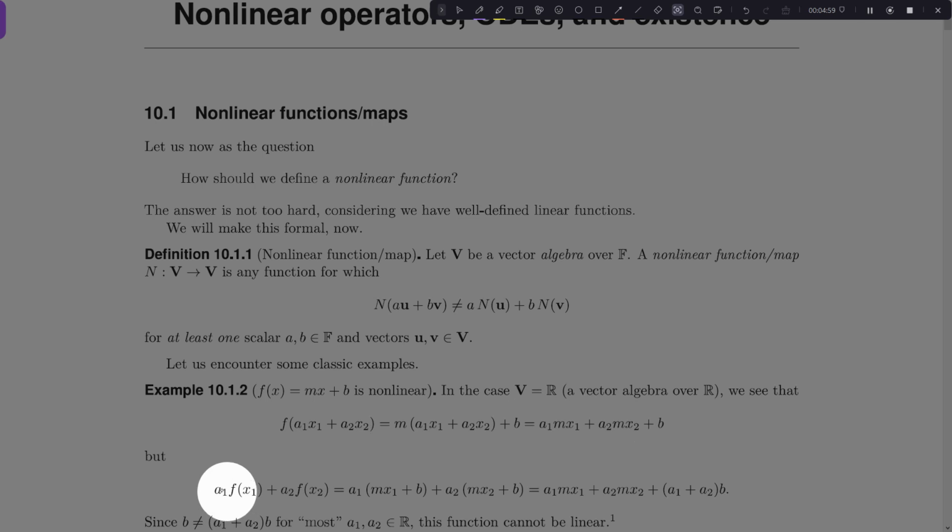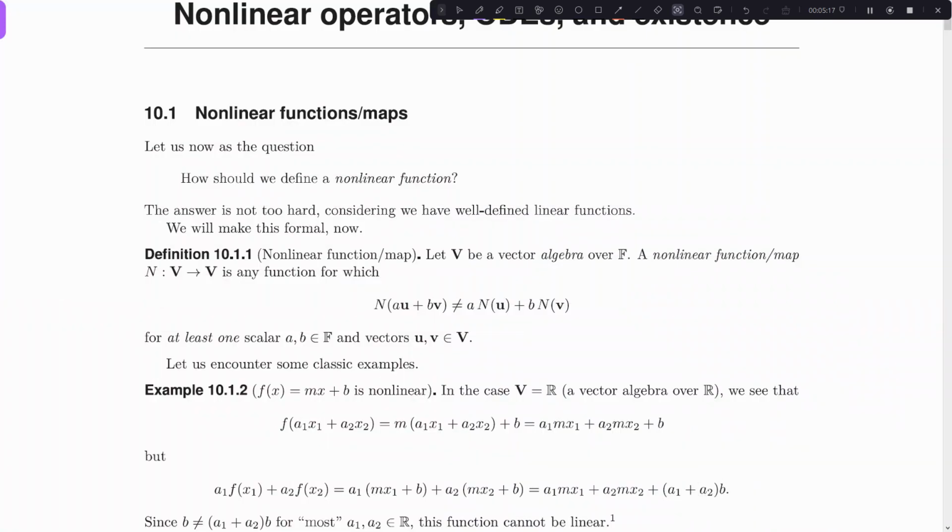But if I decide to compute with an a1 and an a2 on the outside of f and actually go through the work, the m x1 terms agree, but the b does not, right? So if a1 and a2 are 0, then we're definitely not going to get something like that. That's another quick way to check. A very easy way to check.